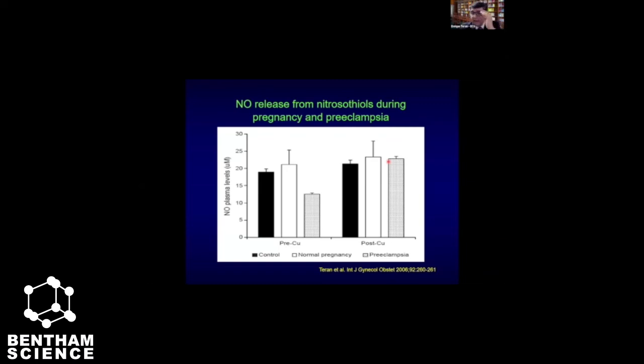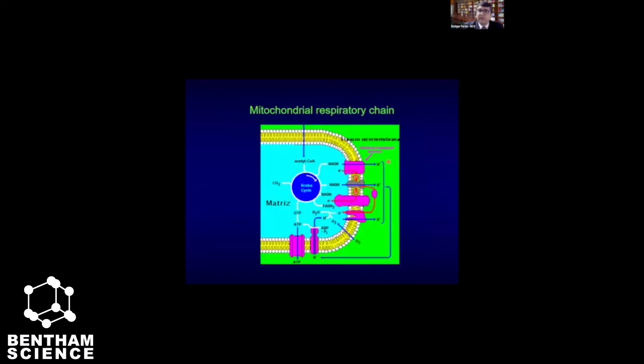The question remaining is, why is this happening? So we went back to the ROS production, mitochondrial respiratory chain. And as you remember, mitochondria is the first one responsible for the production of ROS, particularly superoxide. But we know that when superoxide is present and nitric oxide is increased, we get the production of peroxynitrite, as was mentioned earlier in the previous conference.